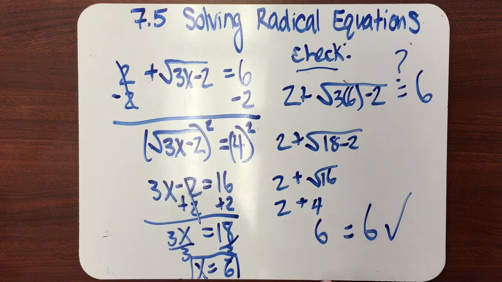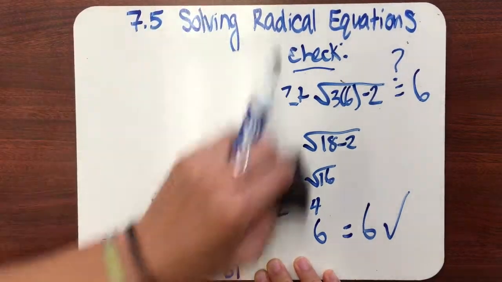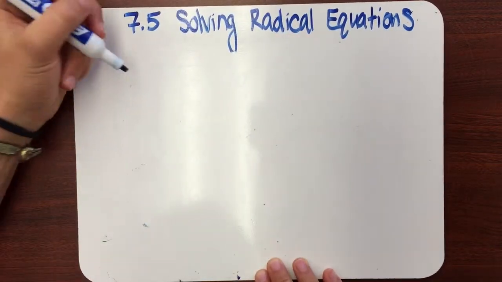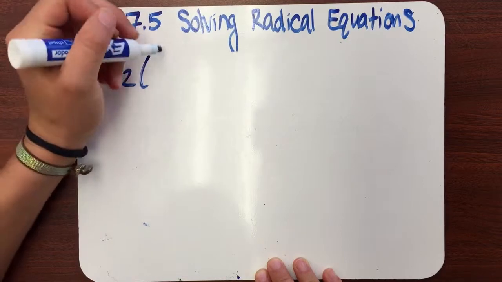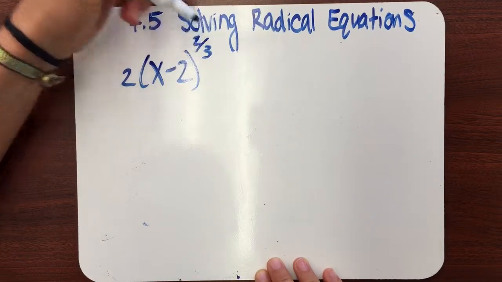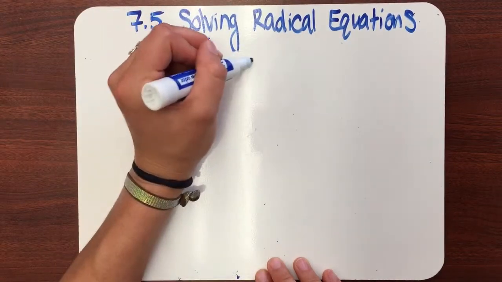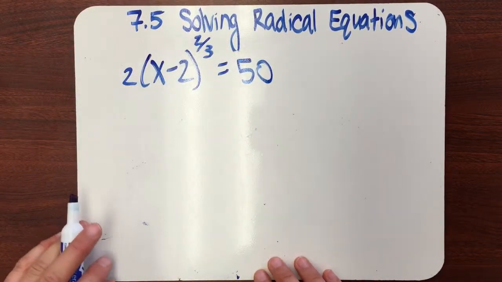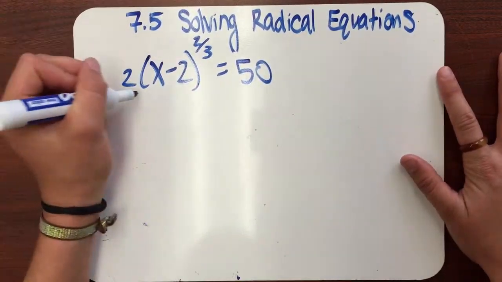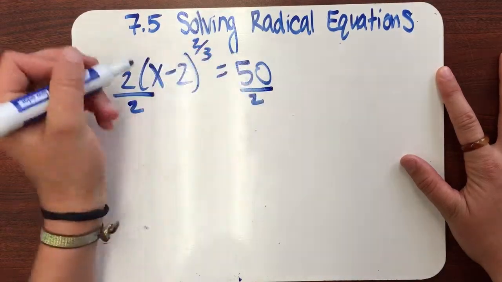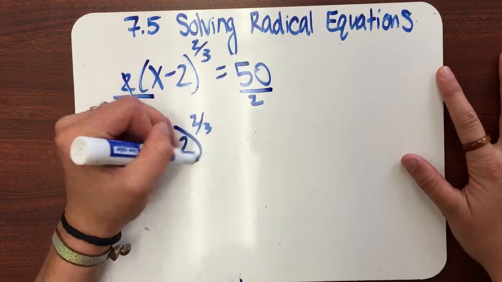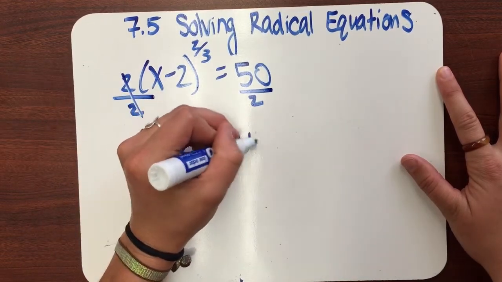All right, moving on to when we have variables with rational exponents. Let's say we have 2 times (x minus 2) to the 2/3 power is equal to 50. So what we're going to do again is get this part by itself. So we divide by 2. We get (x minus 2) to the 2/3 power is equal to 25.